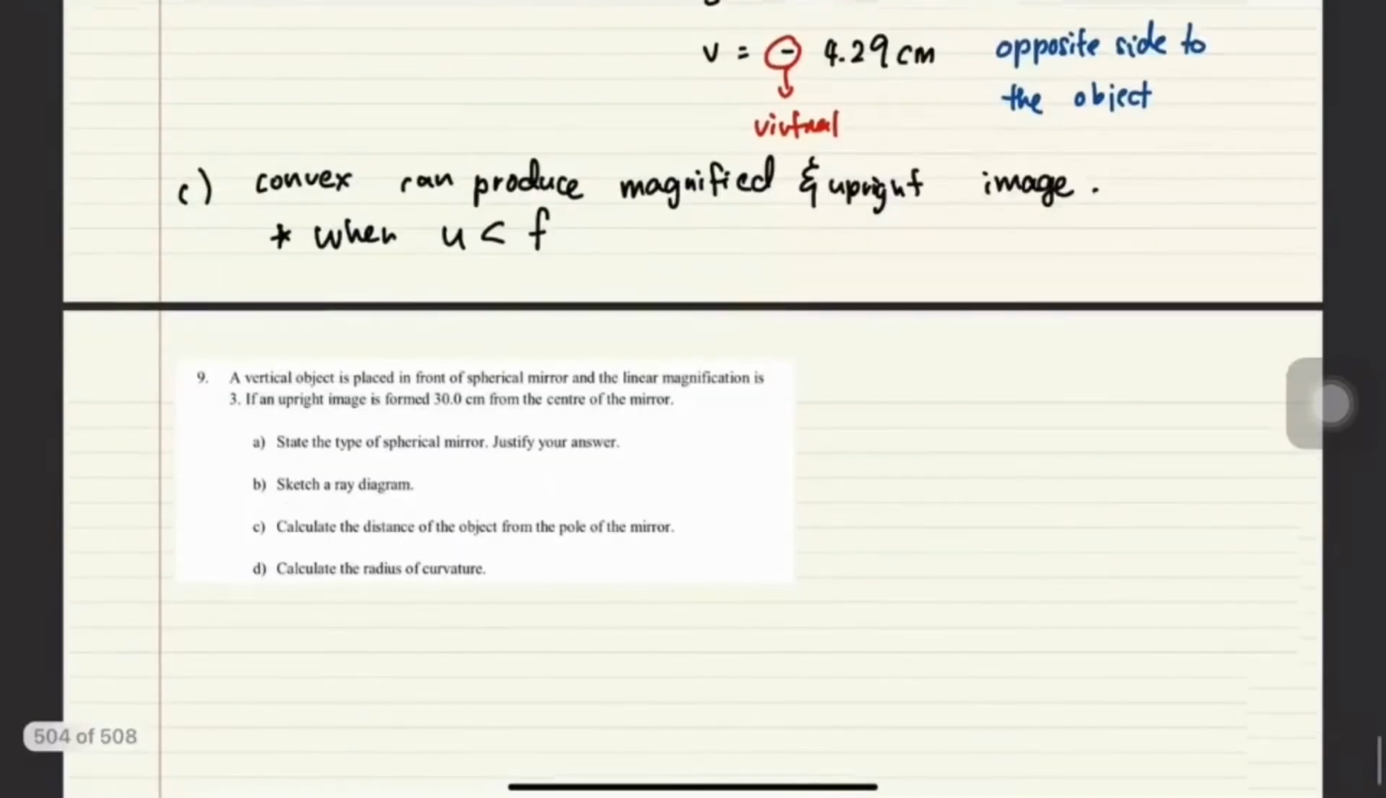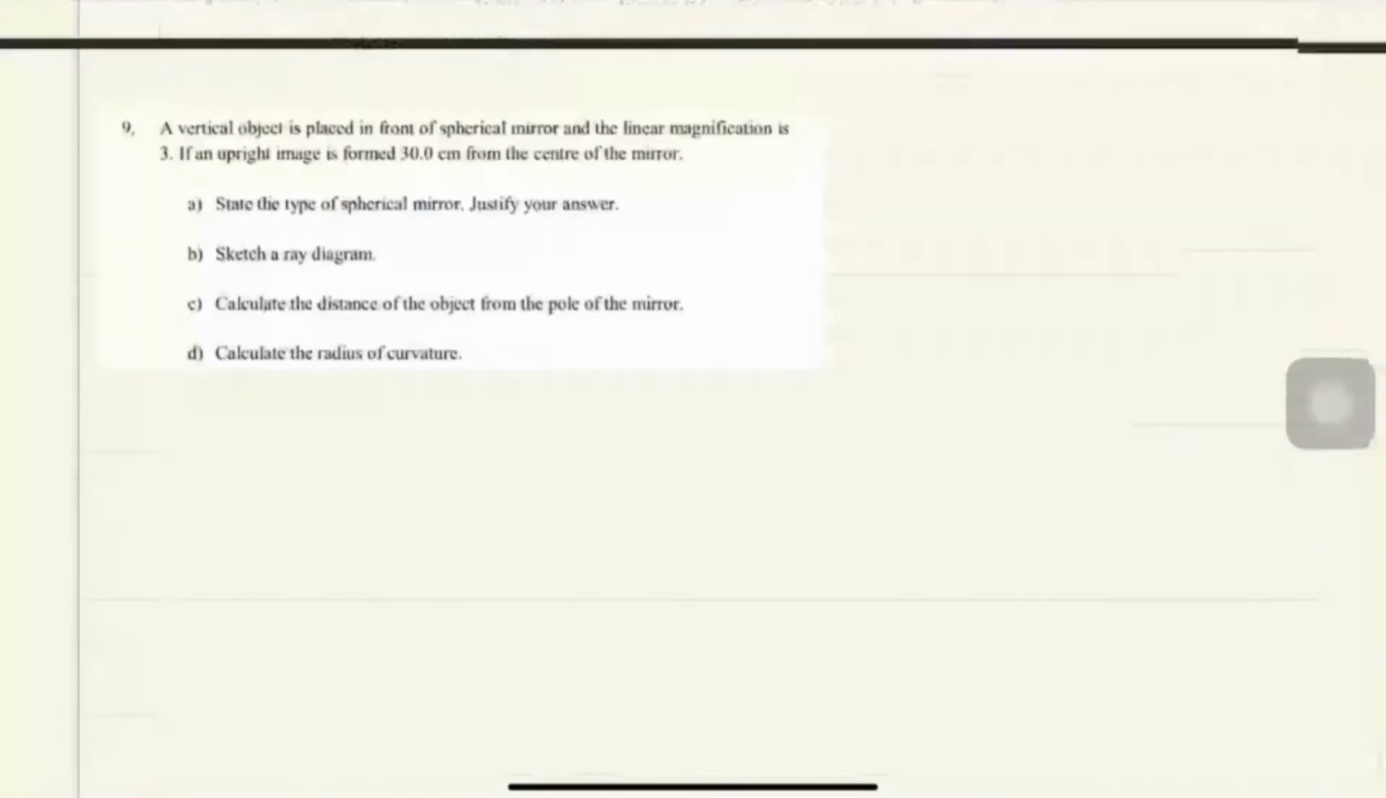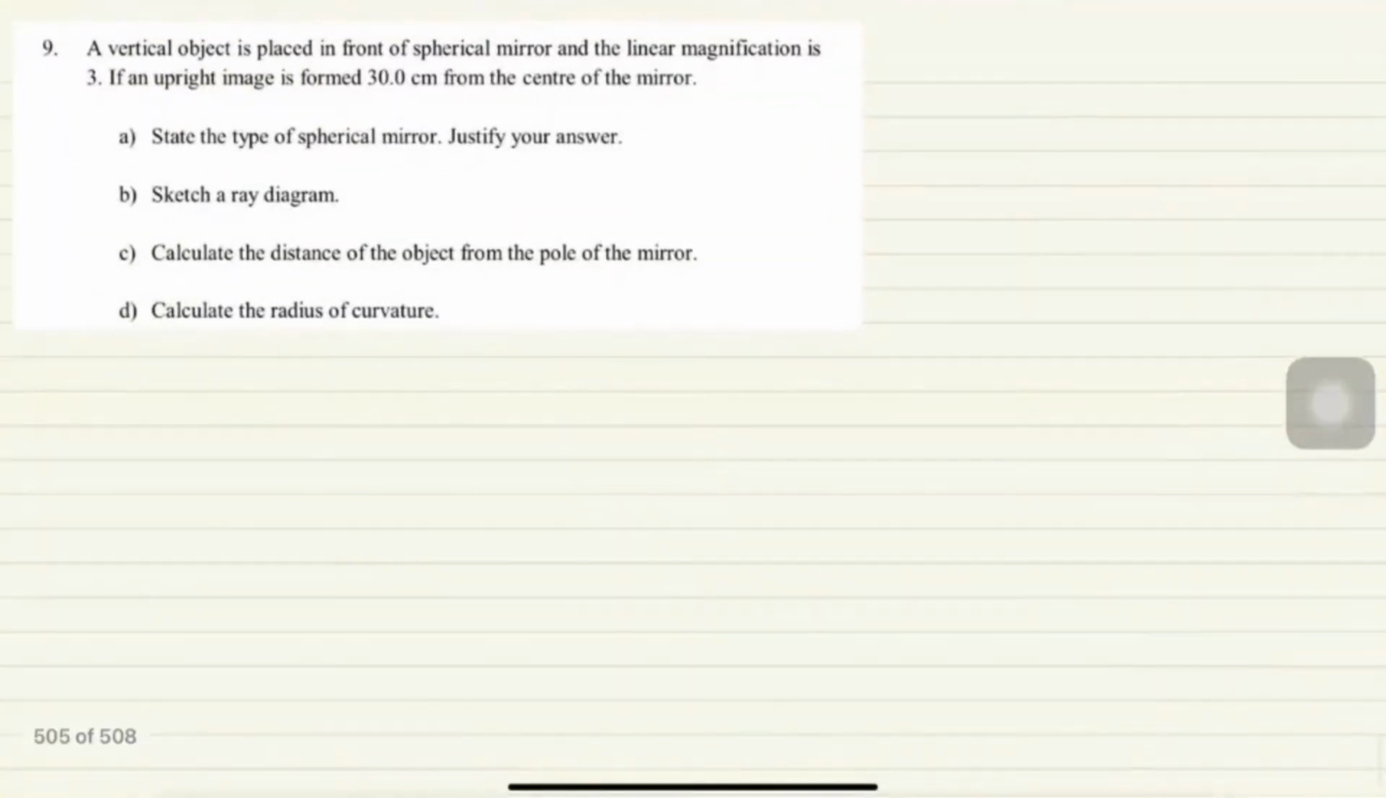Okay, kita cuba tengok next question, which is question 9. Vertical object is placed in front of spherical mirror and the linear magnification is 3. If upright image is formed 30 cm from the center of the mirror, state the types of spherical mirror and justify your answer. Okay, A. Ini mirror ni jenis apa? Dia kata linear magnification M sama dengan 3, V sama dengan 30.